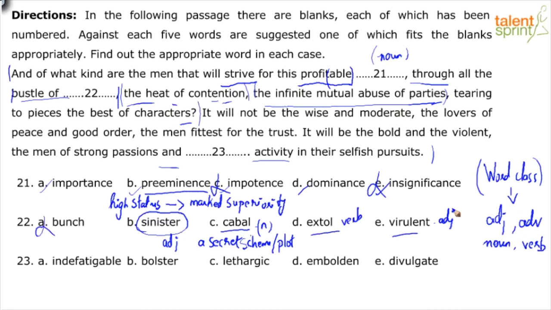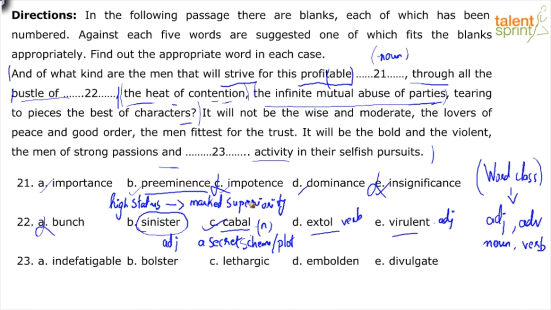Yeah? So having looked at it, the only correct word class in the second option is C, which is in noun form, right? How did I arrive at that? I've looked at other components that mirror the same. Heat of contention, the infinite mutual abuse of parties, tearing to pieces the best of characters. Again, if I am not familiar with the meaning of this word, I might miss out on that. And if I don't know the word class, I might miss out on that.